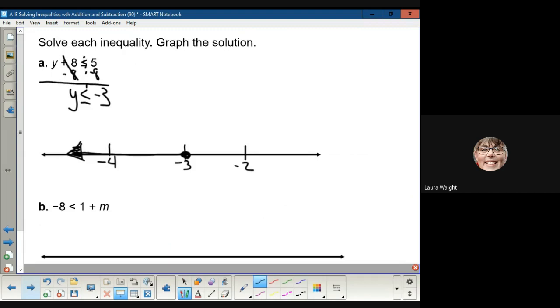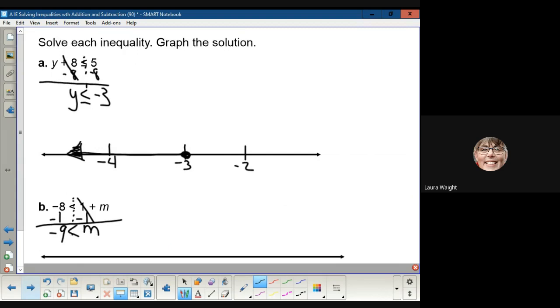Okay. So we have negative 8 is less than 1 plus m. So in order to get rid of that 1 that's on the m side, we're going to have to subtract 1 on both sides. That creates this cancellation, the thing we're looking for. Negative 8 minus 1 is negative 9. That is less than m.